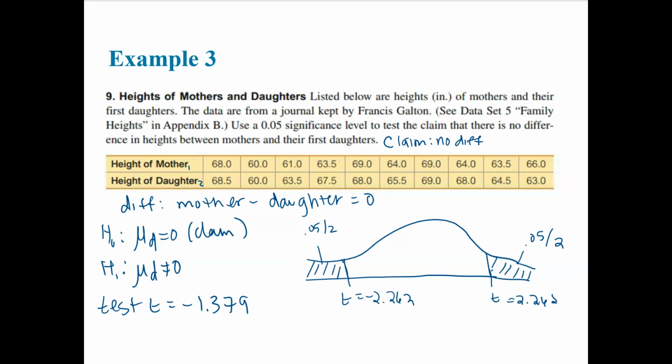And now our test value is, so this is 0. So think of another number line. Our test value is going to be somewhere right here. So this is in the fail to reject region. Fail to reject the null. So we are failing to reject the null hypothesis.